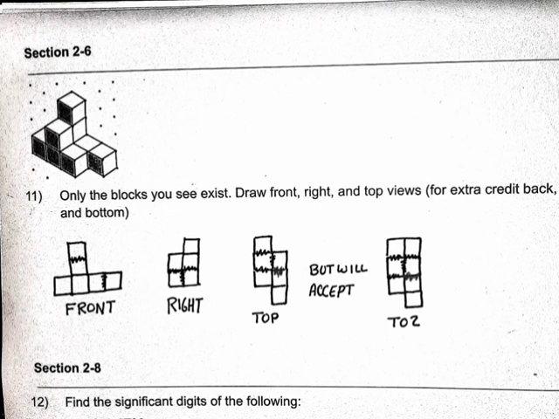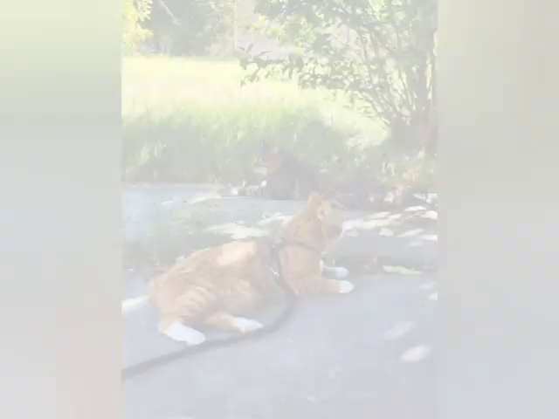Now it does say show only the blocks that you see exist, but I will accept the fact that you could possibly believe that there is a base there and there's a square next to it, which is the TO2, which was supposed to say top 2, but apparently I misspelled top.